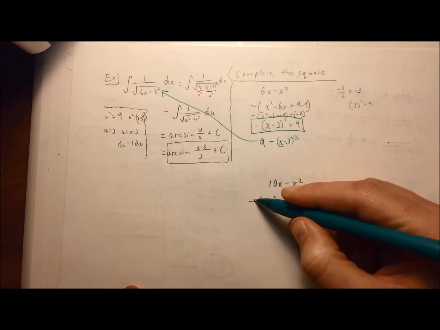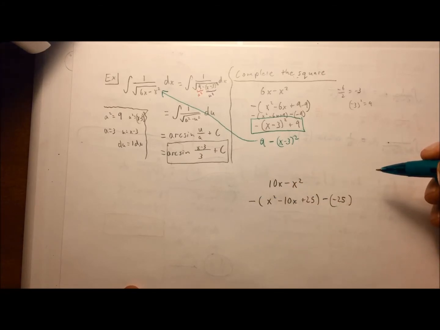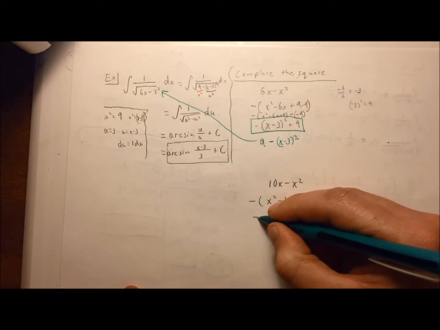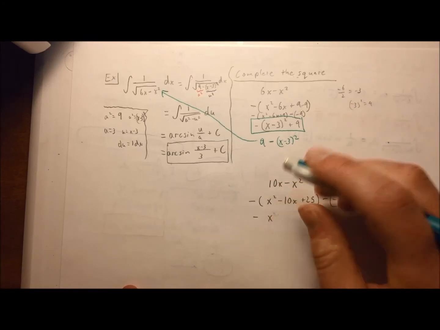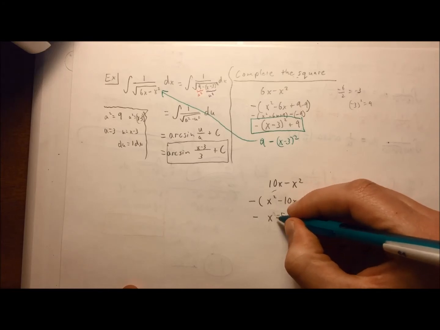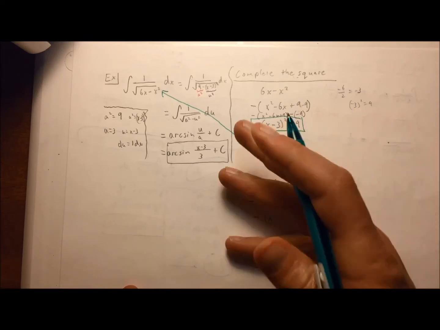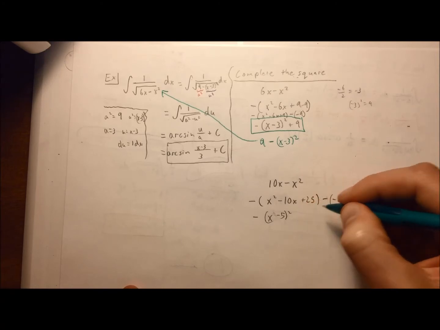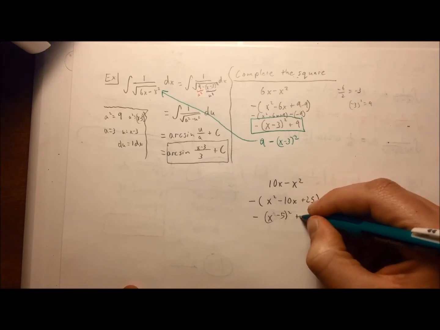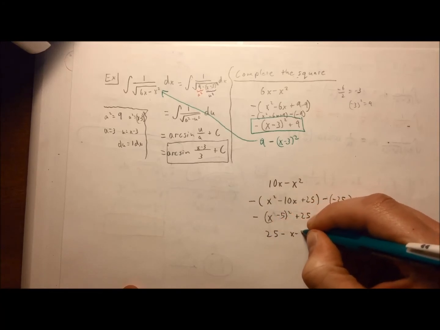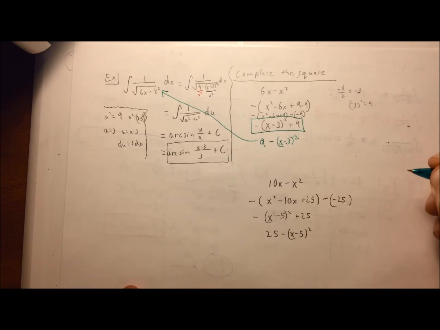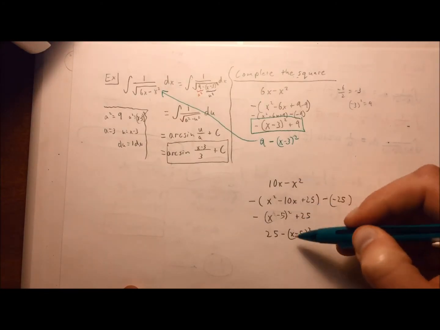Now, the negative here is because there's a negative in front of this whole thing. So this is going to give me negative x squared, x minus 5 squared. Those two negatives make it positive, plus 25, or 25 minus x minus 5 squared. So that's how you complete the square for these.